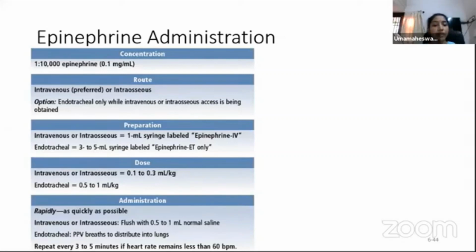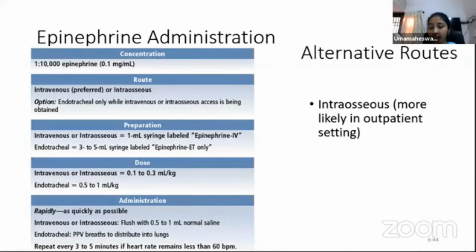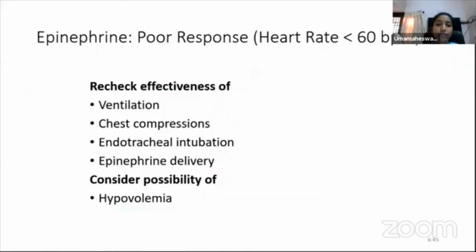If it is through the umbilical venous route, the dose will be 0.1 to 0.3 ml per kg, and if it is through the endotracheal route, it would be 0.5 to 1 ml. So when can we repeat? We can repeat as frequently as every 3 to 5 minutes. Any other alternate route? Intraosseous, more likely in an outpatient setting.